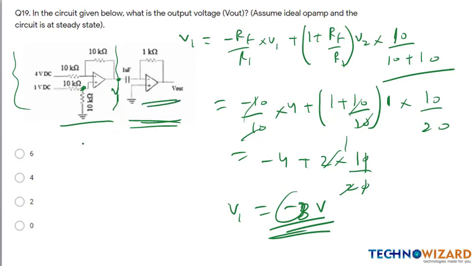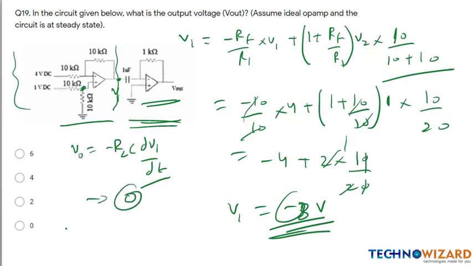Now this is a differentiator circuit, and for a differentiator circuit, we know that V0 is equal to minus R2C dV1 by dt. V1 is the input here. V1 is constant, and the differentiation of a constant is always 0. Therefore, V0 is also 0. Therefore, 0 volt is the answer. Option D is the correct answer.